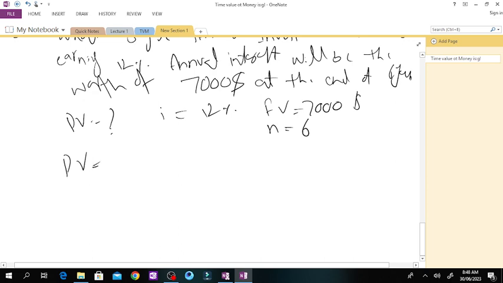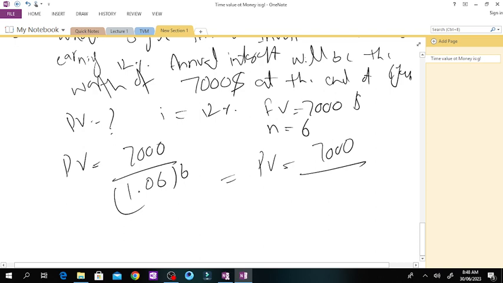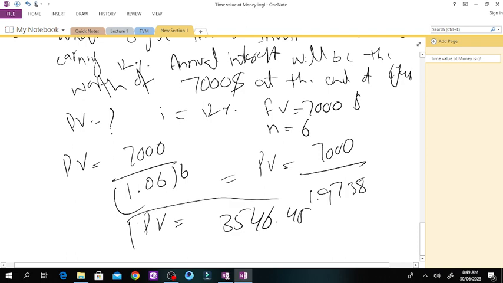So what we have in hand, present value. So we have a formula, future value. We have an amount 7,000 and we have 1.06 power 6. So whenever you will solve, you will get 7,000 divided by 1.9738, and present value you will get is 3546.45. So here is the present value.